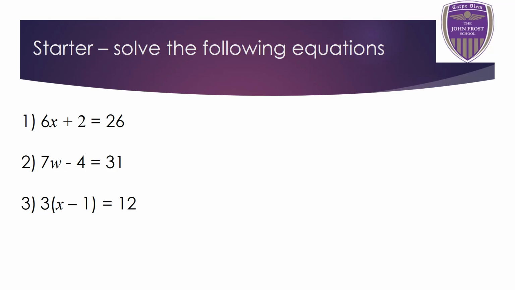Welcome back. So the answers then. I'm just going to redo them over on this side. 6x plus 2 equals 26. Remember, solve just means find the value of. So we need to find the value of x by working backwards. So plus 2 becomes minus 2, so 6x will equal 26 minus 2, which is 24.